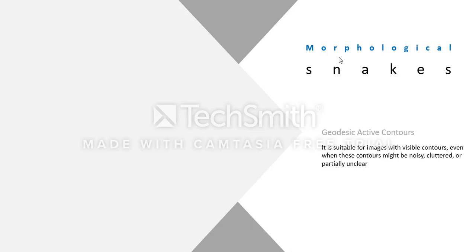The final method that we use is morphological snakes. Morphological snakes are a family of image segmentation methods that evaluate the curve and surface represented as a level set function. We use the morphological geodesic active contour, which is stable for images with a visible contour. This method is a fast, stable, and strong solution of the PDE function. Now we will go to Google Colab.